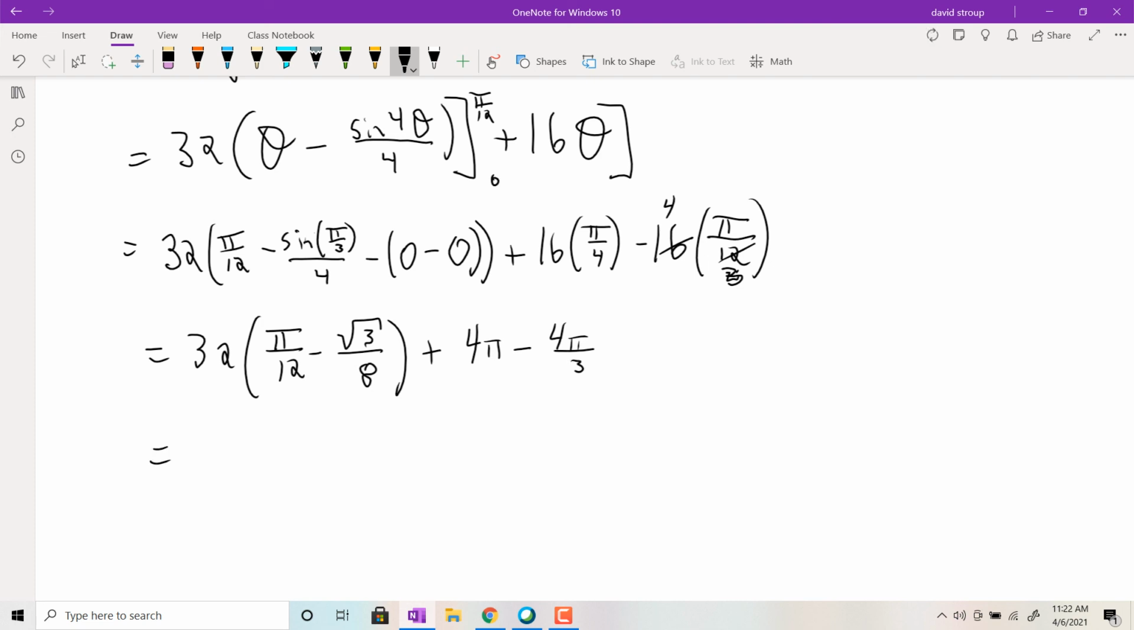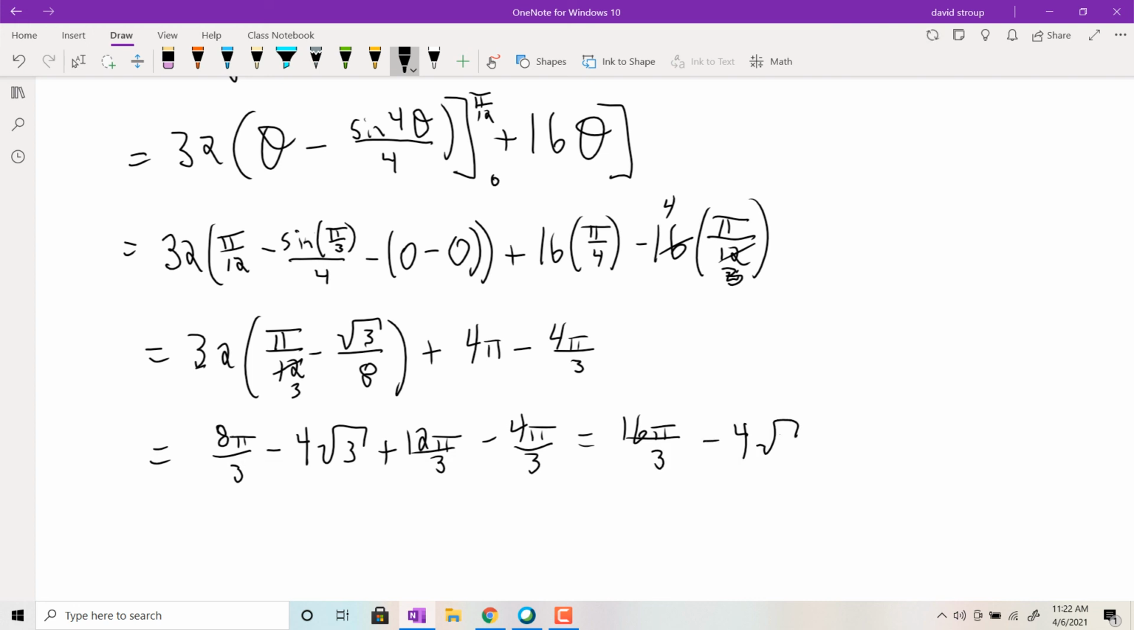So what do we got? 32 pi over 12. I can divide top and bottom of that by 4. So that'd be 3, and 32 by 4 would be 8. So 8 pi over 3 minus 8 and the 32 is 4 root 3, plus 4 pi is the same as 12 pi over 3 minus 4 pi over 3. That would be 4 pi over 3 plus 12 pi over 3 is 16 pi over 3, and then minus 4 root 3. Yay, that's the answer.